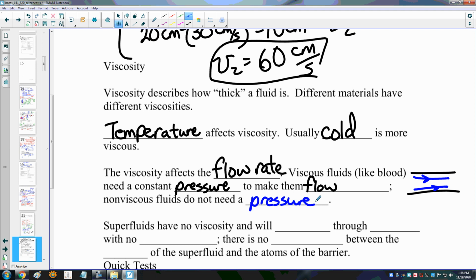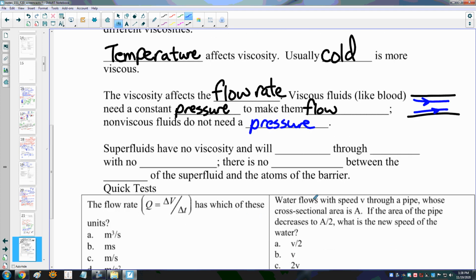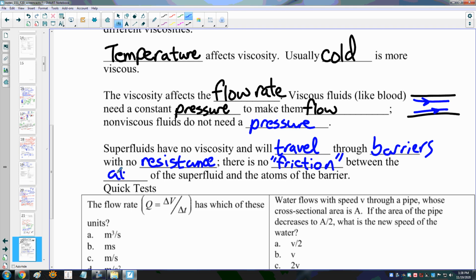Superfluids, and I have a video I want to show you. I don't know if this is in your book, but it's interesting nonetheless. So superfluids have no viscosity and will travel through barriers with no resistance. You can think of it as no friction between the atoms of the superfluid and the atoms of the barrier.